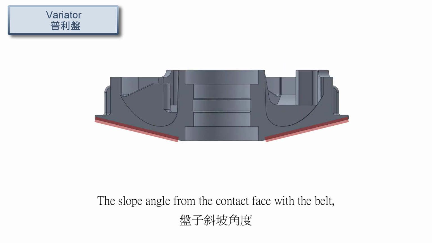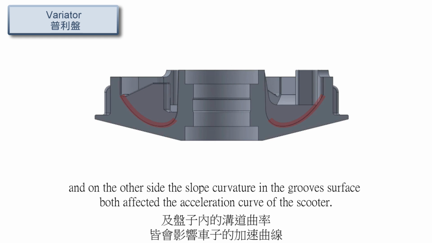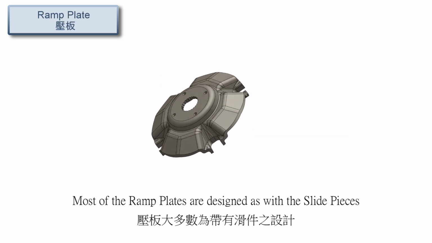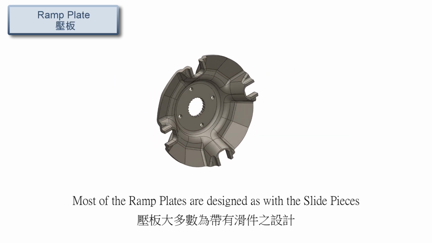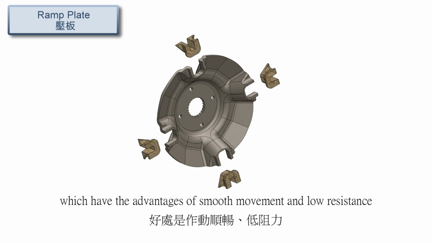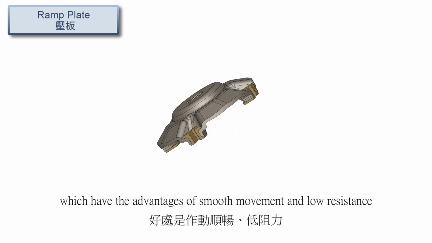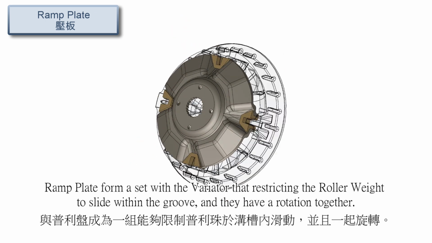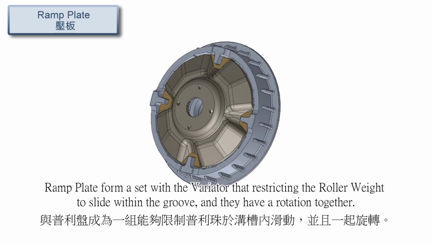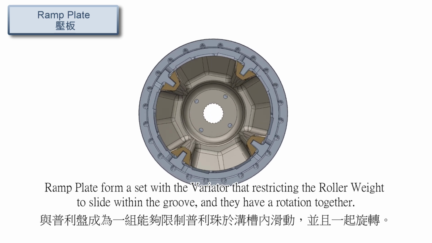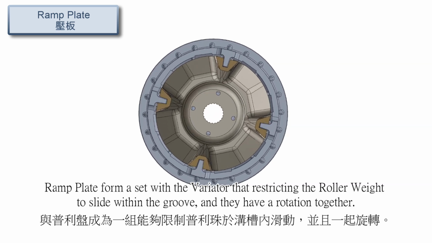The slope angle from the contact face with the belt, and on the other side the slope curvature in the groove's surface, both affected the acceleration curve of the scooter. Most of the ramp plates are designed with slide pieces, which have the advantages of smooth movement and low resistance. Ramp plates form a set with the variator, restricting the roller weight to slide within the groove, and they rotate together.